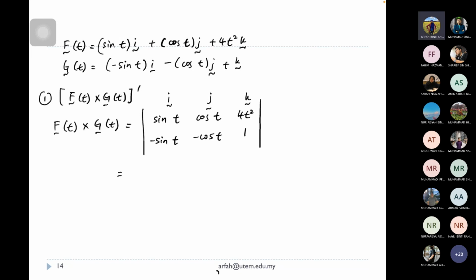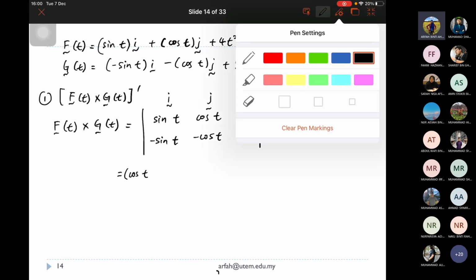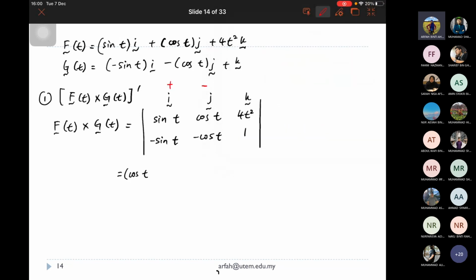So this one tutup kolom i, dia akan jadi cos t, tolak dengan tolak. So ingat this one will become plus minus plus. Dia punya tanda. So untuk i, tutup kolom i. So taking the cross product, cos t darab 1. So dia jadi cos t, tolak dengan tolak jadi tambah 4t squared cos t. This is for i. Then tolak. So cuba settlekan.